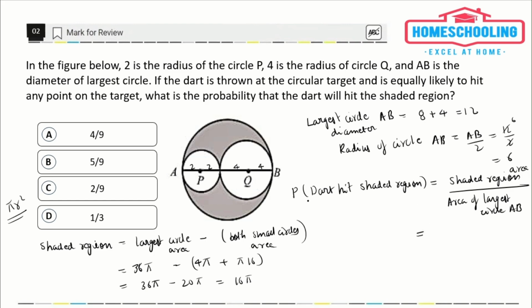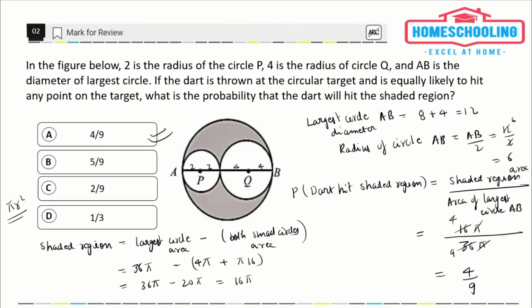So the probability of the dart hitting the shaded region is 16 pi divided by the area of the largest circle. So the largest circle area is 36 pi. Pi got cancelled. Then 4 times 4 is 16, and 4 times 9 is 36. So the probability would be 4 divided by 9. So option A is your correct answer.